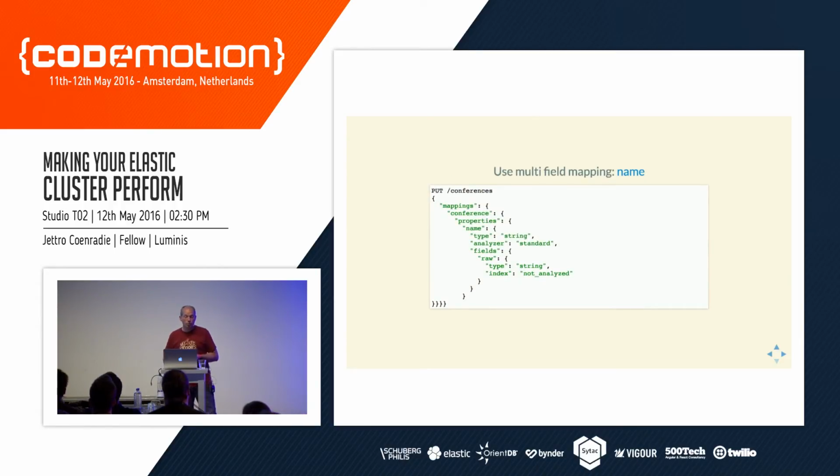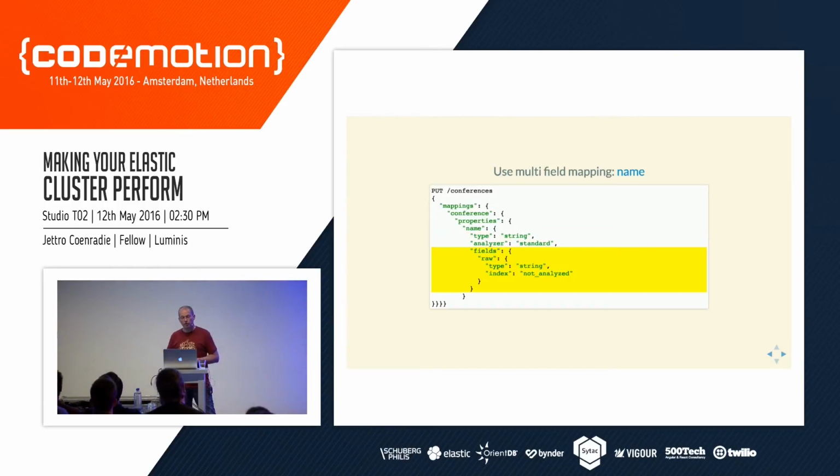Well, this is another example of creating an index. In this case, I create a conferences index. And there's something going on here that's very important as well, and that's what's called a multi-field. So what you would do here is, in this case, there's a field called name, and it is of type string. And I use the standard analyzer, so the standard way of indexing it.